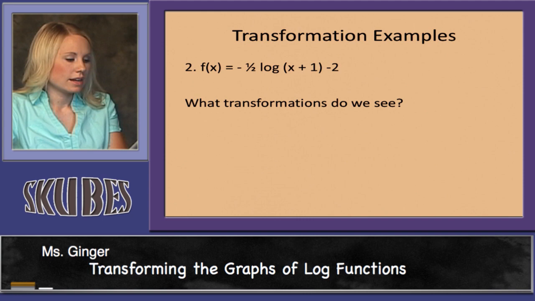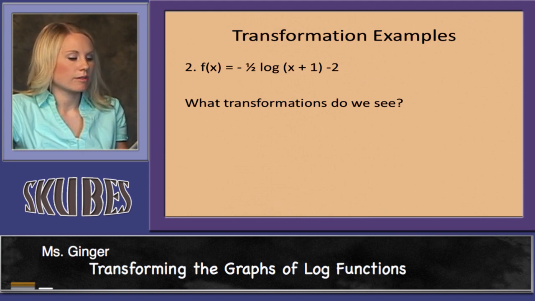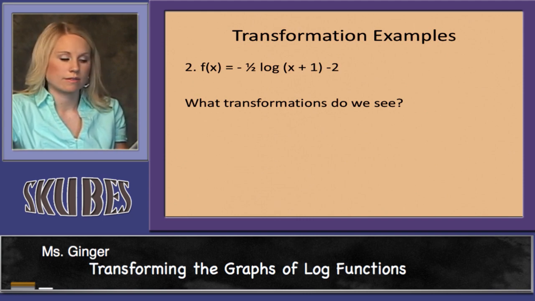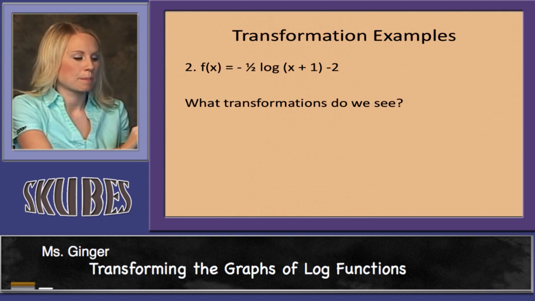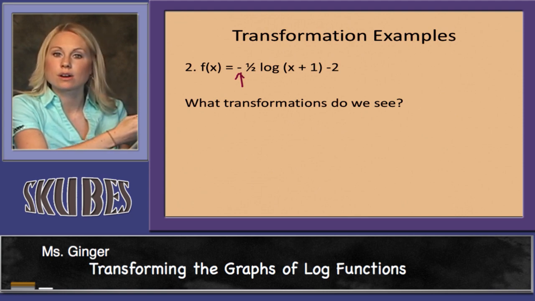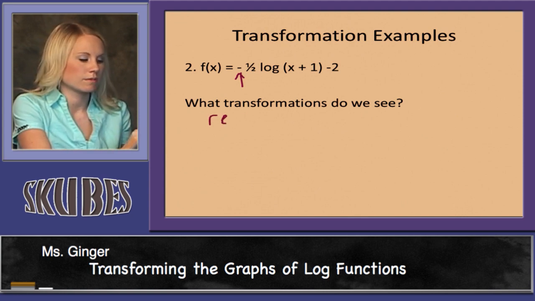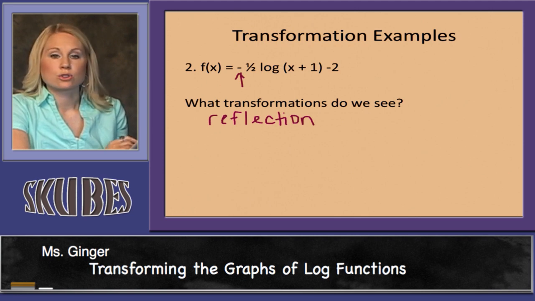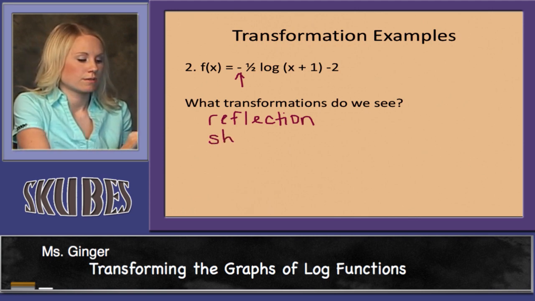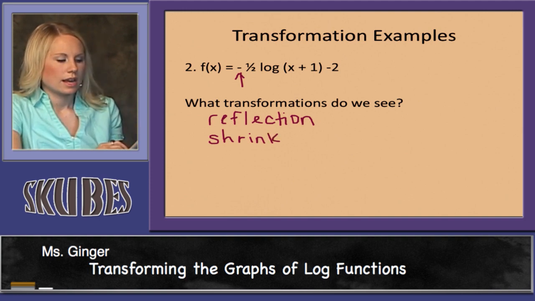Okay. Next function, let's take a look at a different one. F of x equals negative 1/2 times log of x plus 1 minus 2. What do we see this time? First thing I'm noticing is that negative out front, and I know that's going to cause a reflection. Okay, it's attached to a 1/2, which is a fraction less than 1, and we know that's going to shrink our picture, pull it more towards the x-axis, kind of flatten it out.